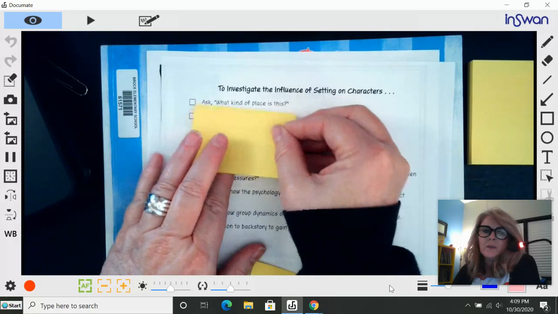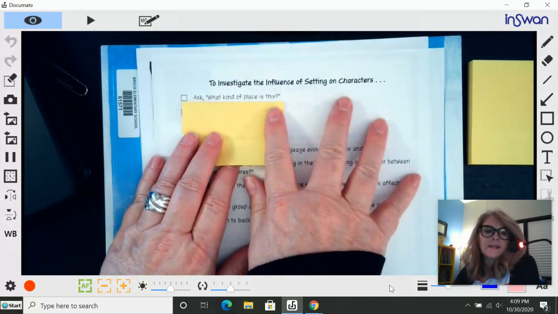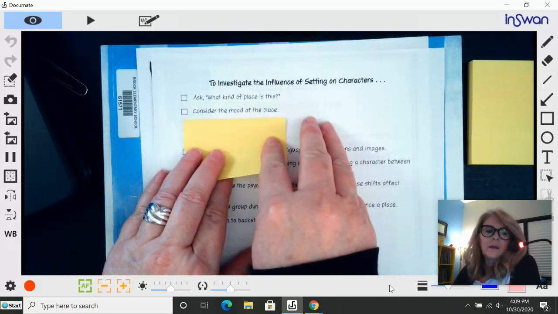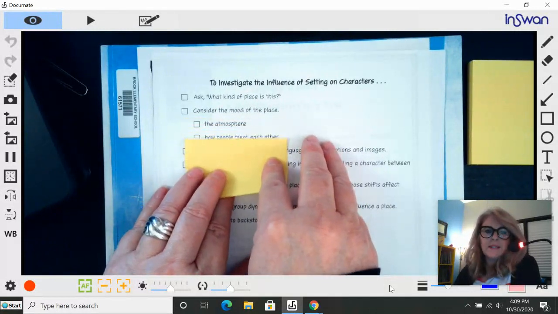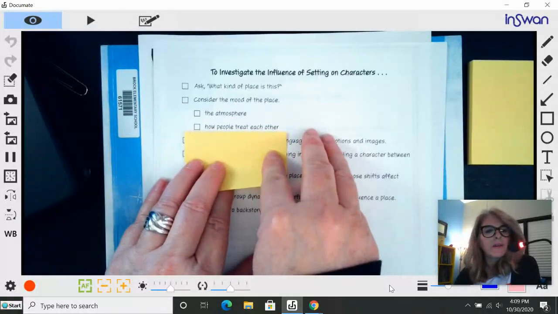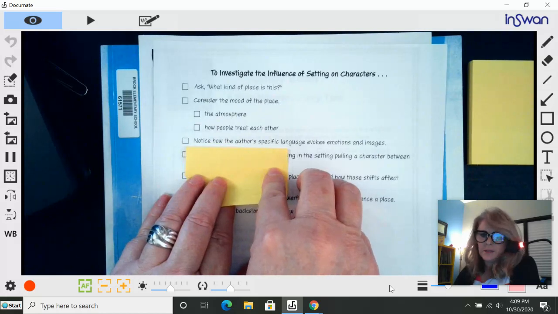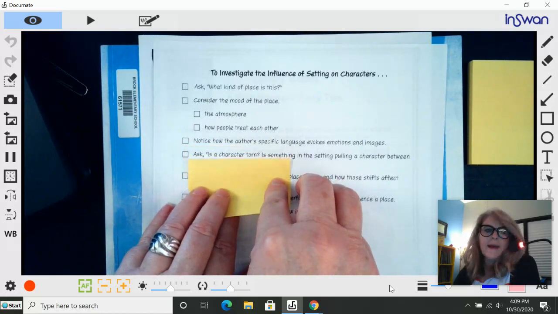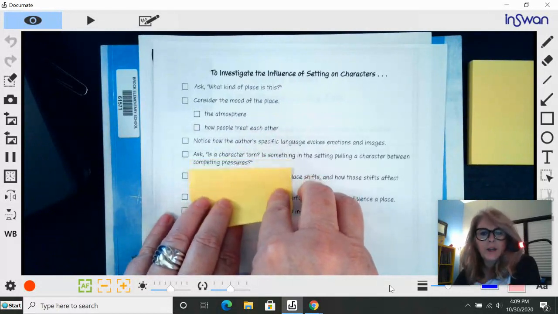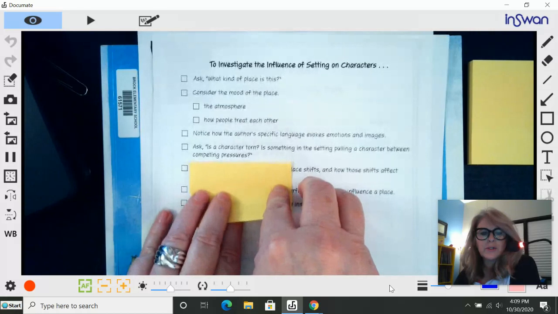When you're reading, you want to ask yourself, of course, what kind of place is this? You want to consider the mood of the place, the atmosphere, how people treat each other. You want to notice how the author's specific language evokes emotions and images. You want to ask, is a character torn? Is something in the setting pulling a character between competing pressures?